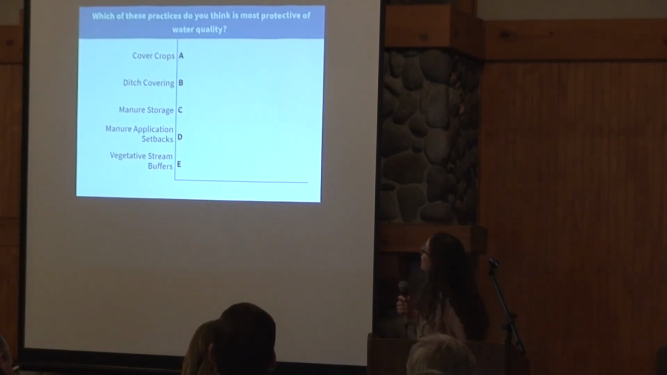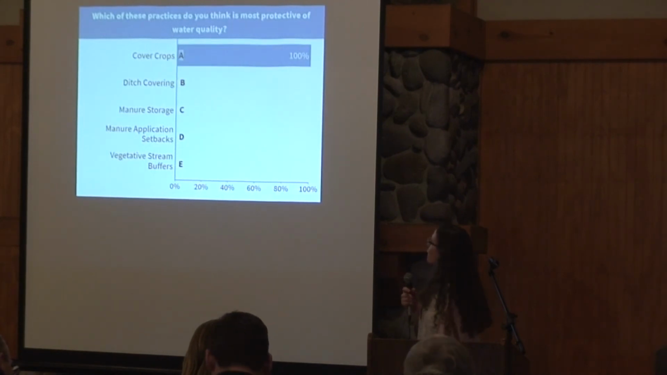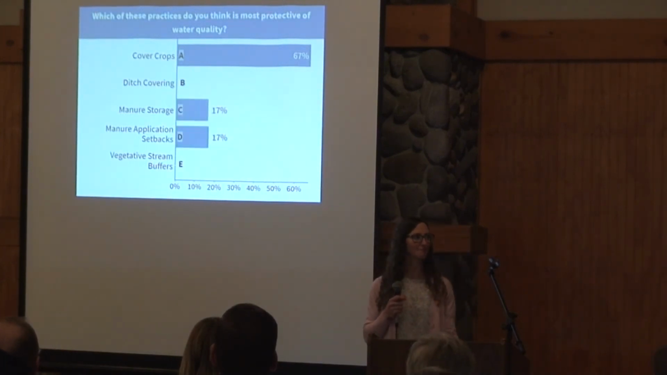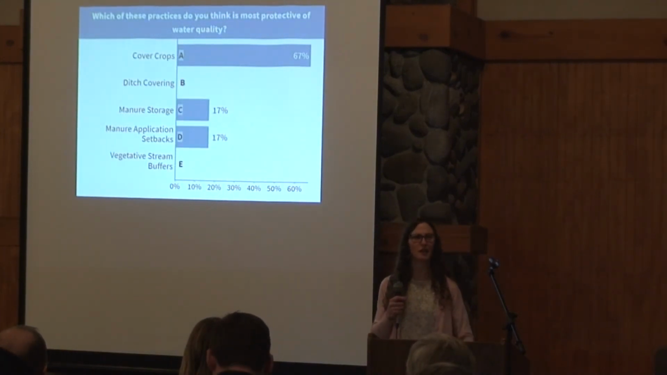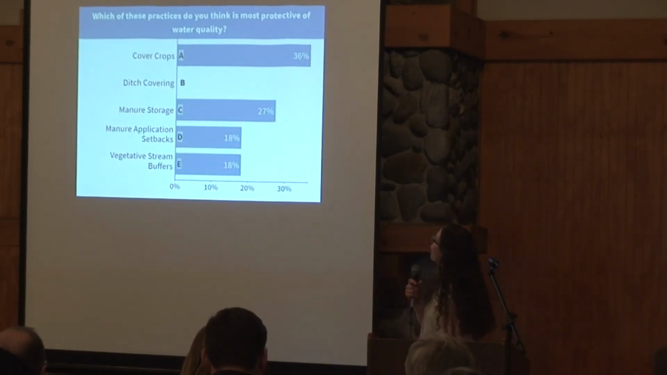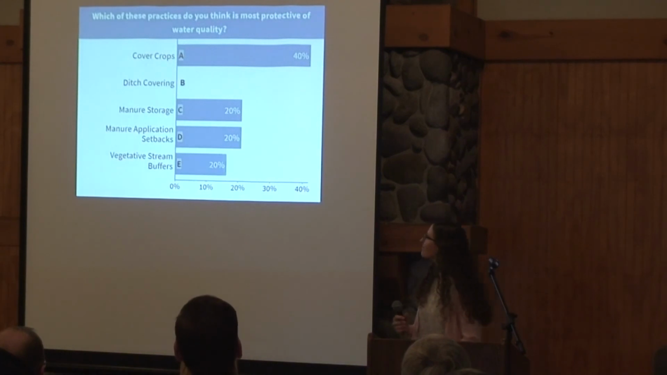Which of these practices do you think is most protective of water quality? Cover crops, ditch covering, manure storage, application setback, vegetative stream buffers. Whichever one you think would be the top thing that is most protective of water quality.